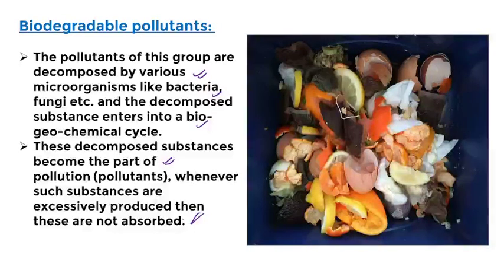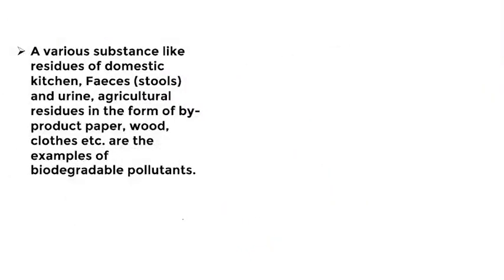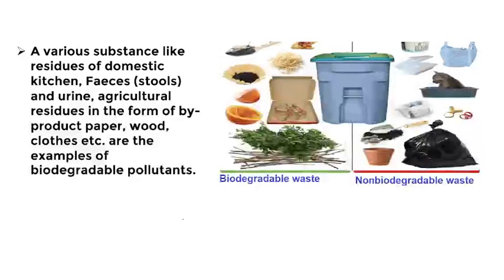All right. So you can see these pollutants coming out from your home as well. Various kitchen and domestic residues, feces, stool, urine, agricultural residue in the form of byproducts, paper, wood, clothes. These all are examples of biodegradable pollutants.